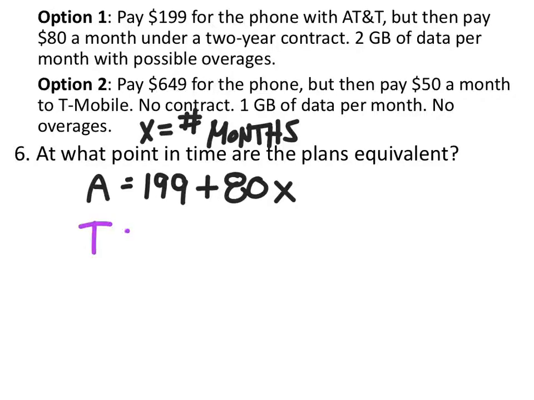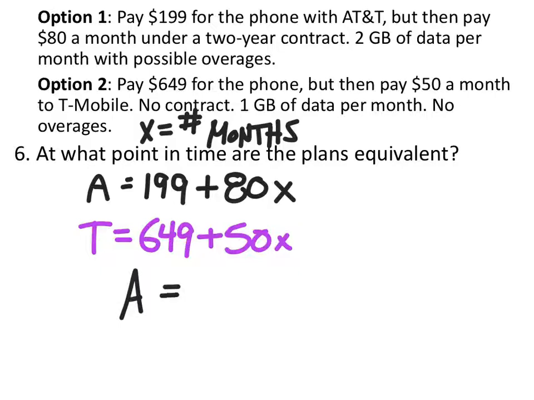For T-Mobile, you're going to pay that $649 and then $50 a month. So again, and we saw this pattern. It's 649 plus 50 times however many months it was. 1, 3, 12, and 24 is the 4 values we used. Now, this one's saying that the plans are equivalent, right? So we want to know when AT&T would be equal to T-Mobile. All right, so in other words, we want to know when these two equations are equal to each other.